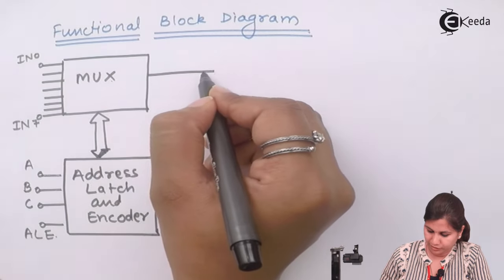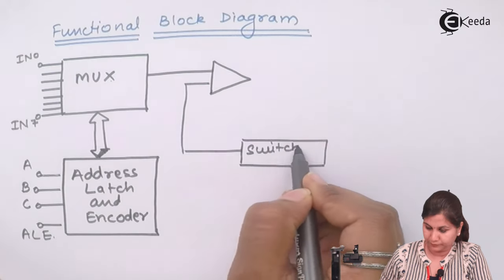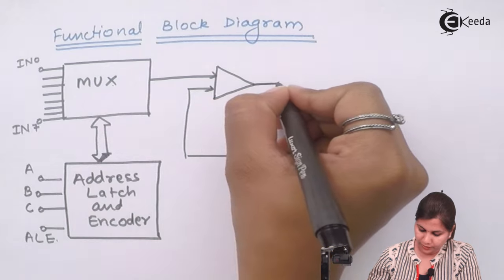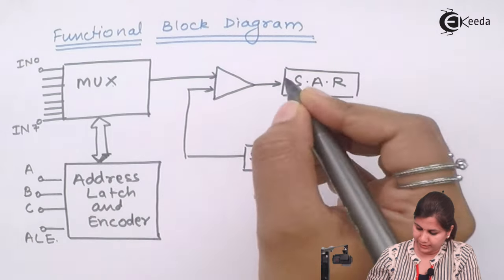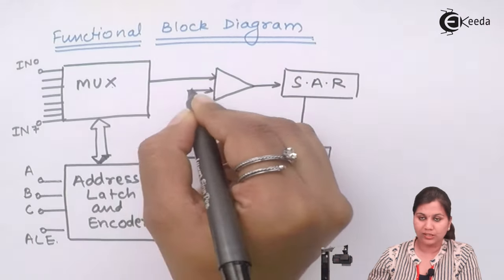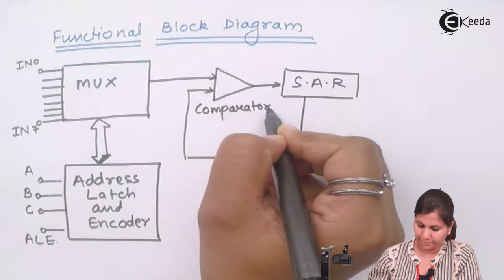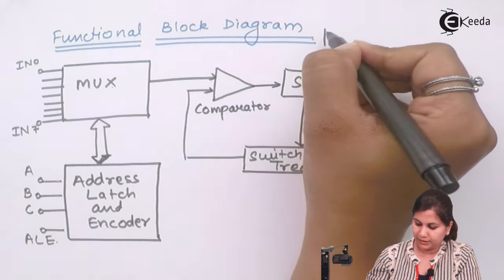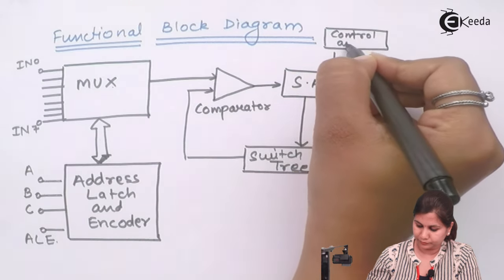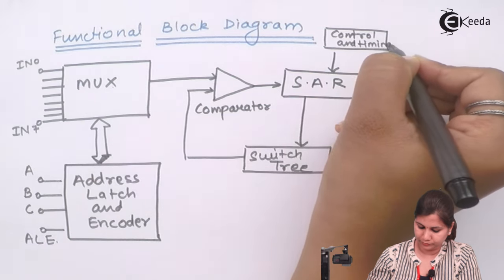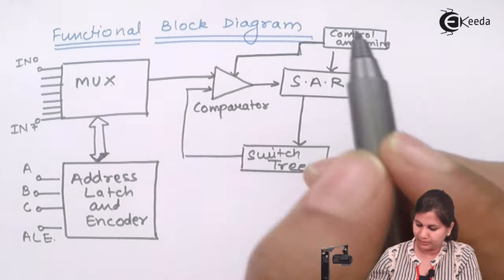After that, here we will have a comparator. This comparator is going to give the output to the successive approximation register, SAR. The SAR will give its output to the switch tree. Switch tree is again going to give the input to the comparator. Now this SAR will need some control and timing signals. Comparator will also require them, so that will be provided by the control and timing circuit.